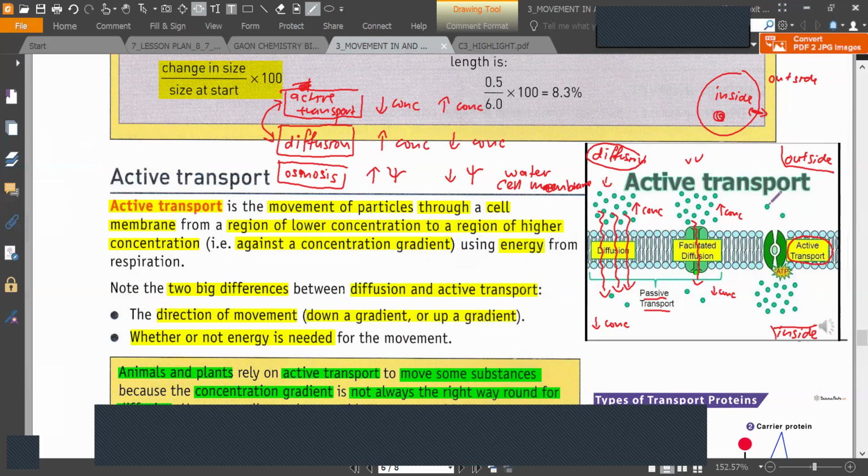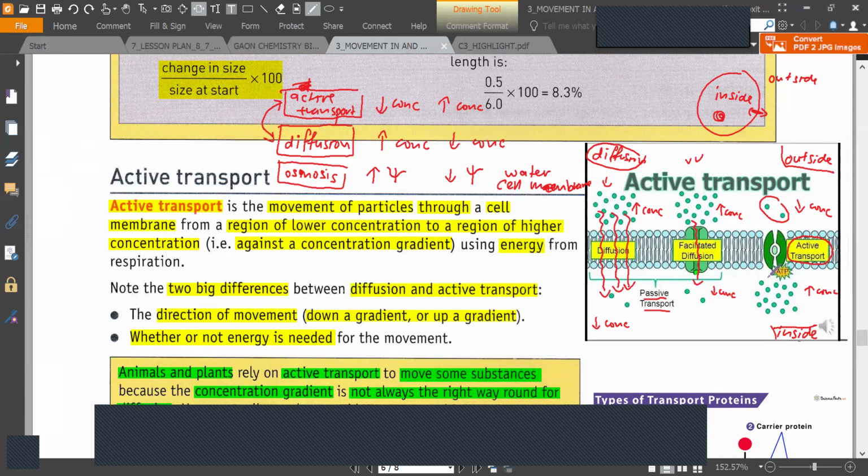Now we can see a key difference here. Outside is low concentration. Inside is high concentration. Diffusion cannot happen this way because outside is low concentration. Actually, diffusion will happen in the opposite way, but we don't want that.